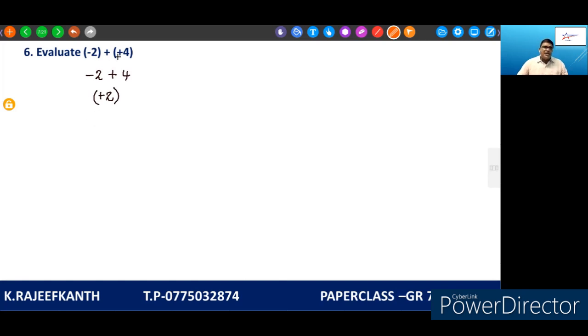Right? Negative 2 plus plus 4. Then we have to subtract, then 2. Then we have to put the bigger one's sign, then plus 2. Then question number 7.